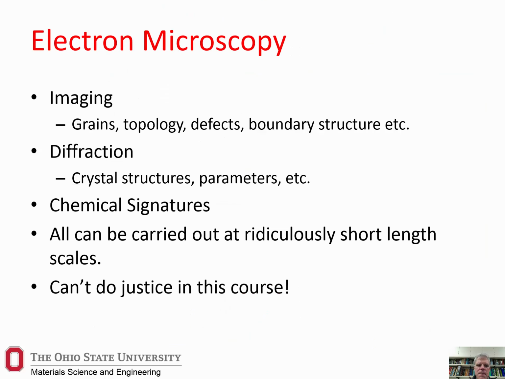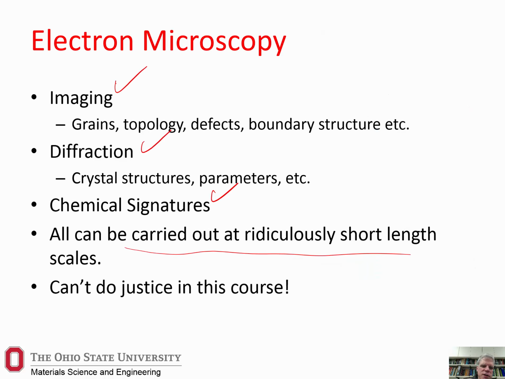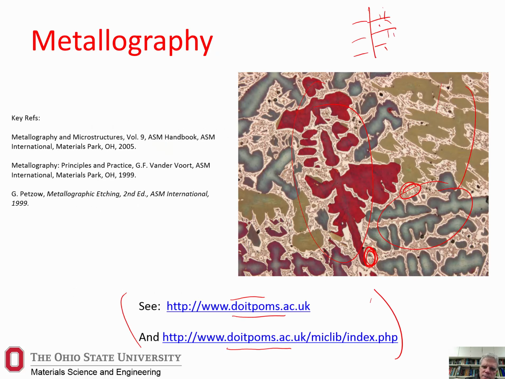That's what it's used for. You can also use electrons to do this. We have some very expensive equipment here at Ohio State to do this. You can do a lot of things with this. You can do imaging. I'll talk about diffraction. You can determine chemistries. And all of this can be done almost at the atomic length scale. And I can't even begin to do justice to this in this course, but it's a powerful thing. But I did mention in here, imaging is what we did with the optical microscopy. This is an image. Anything you do with a camera is an image.